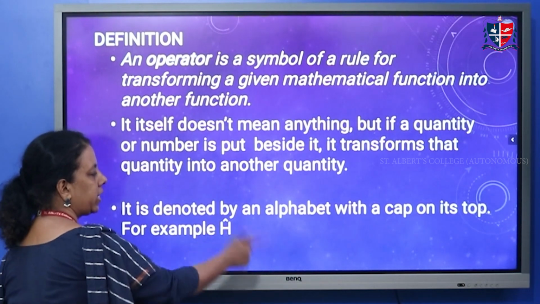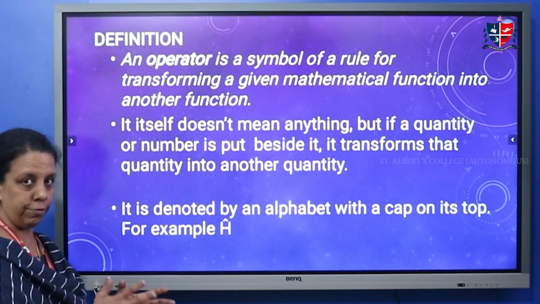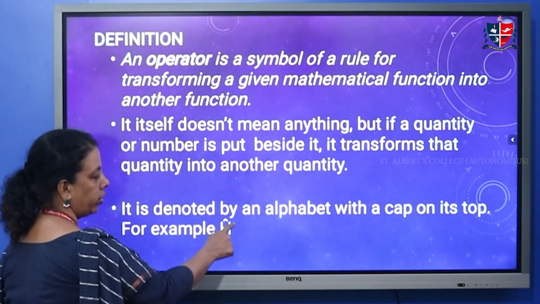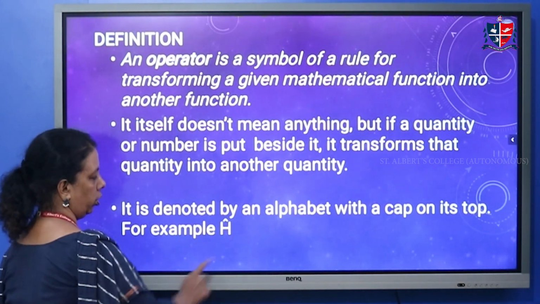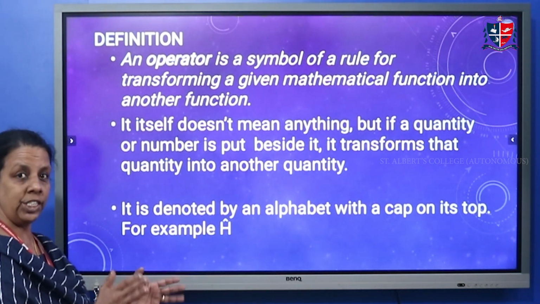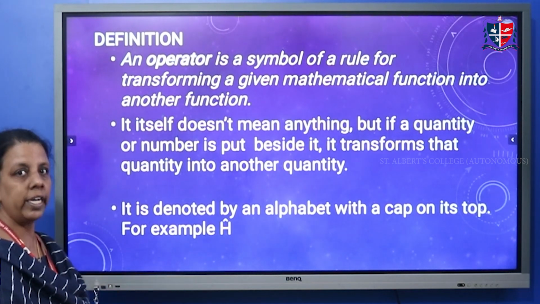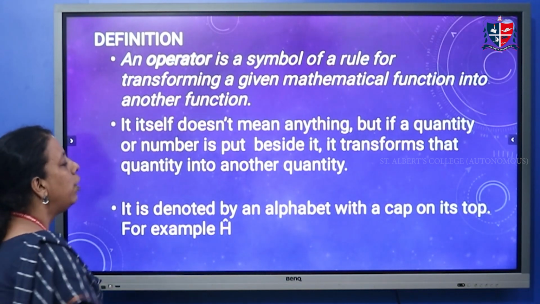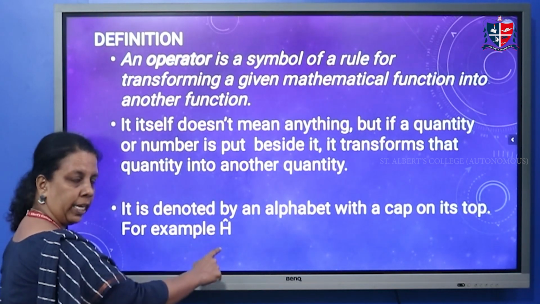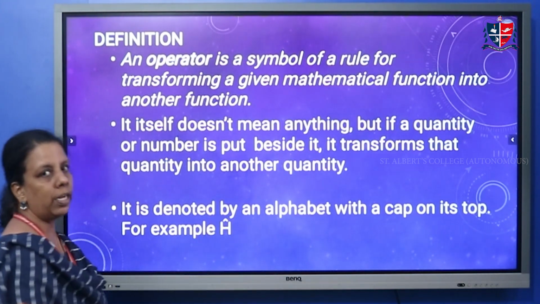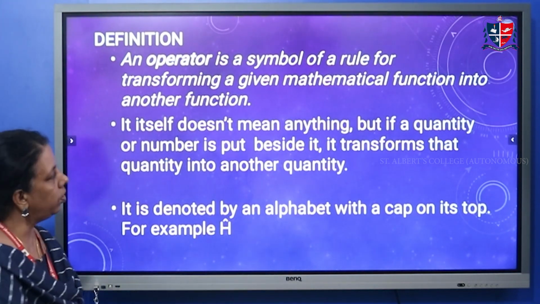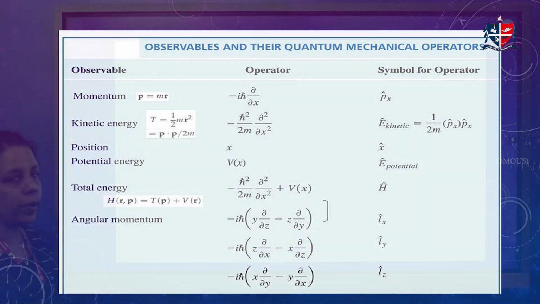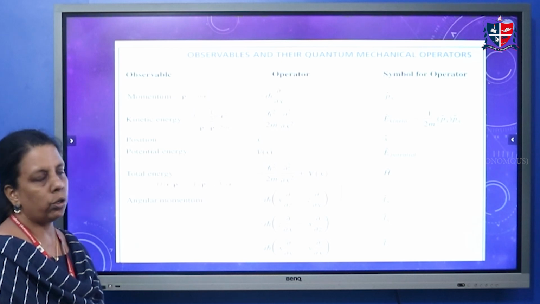Usually operators are denoted by capital letters with a cap symbol on the top. For example, the total energy of a system is represented by an operator known as the Hamiltonian operator, which is represented by capital H and a cap symbol on the top. Now we'll see the major types of operators in quantum mechanics.